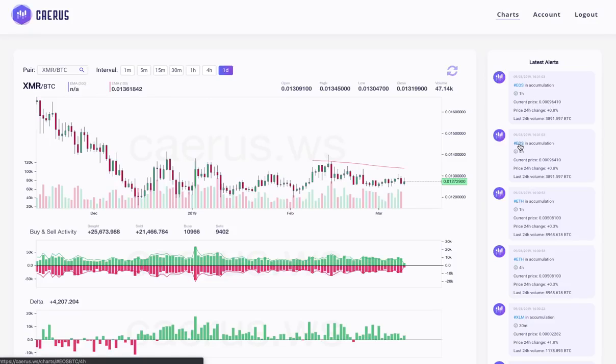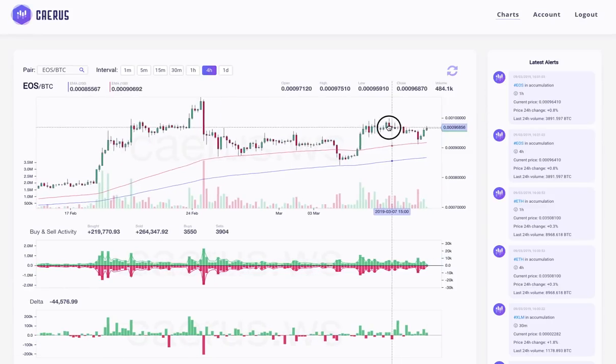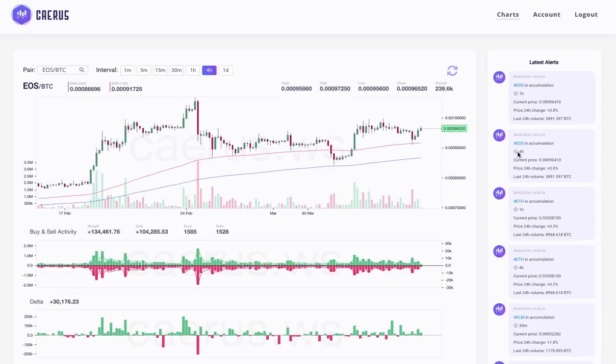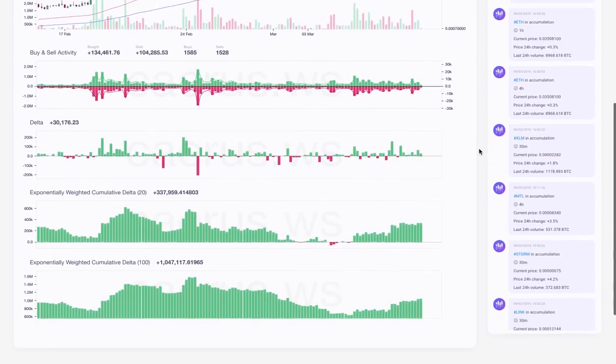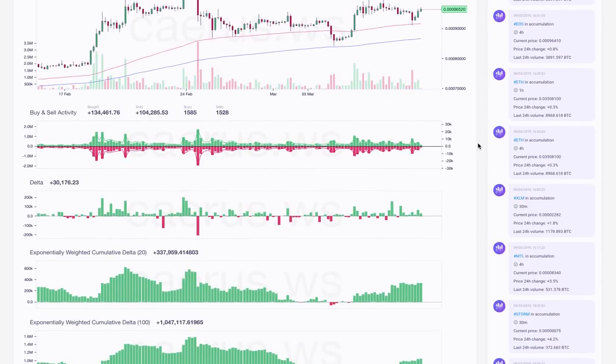If you click on the hashtag, it will navigate you to the chart of this coin at the time frame of interest. So here, for example, you see that there is a signal about accumulation on EOS, and you can navigate here and see for yourself that there is an accumulation.